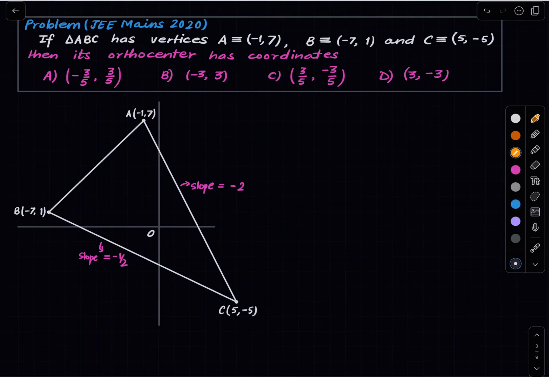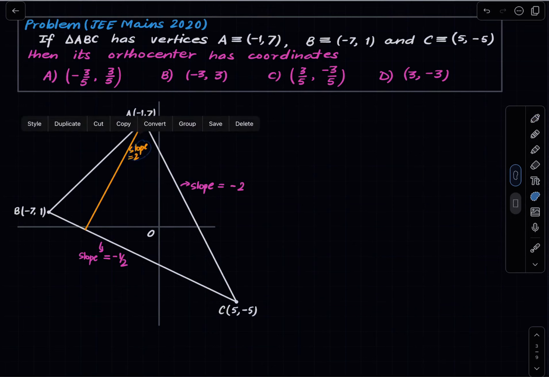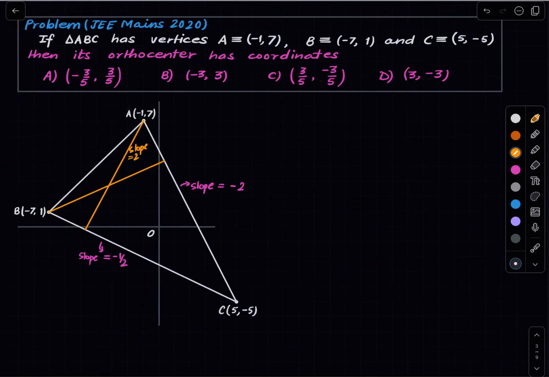Okay. Now we drop this perpendicular. So what is the slope of this guy? The slope of this guy multiplied by the slope of that guy is -1. So the slope of this guy is 2. Alright. And the other perpendicular, this one. This slope multiplied by that slope is -1, and therefore this slope is half. And now we can write the equation. Let's call this point D and that point E.